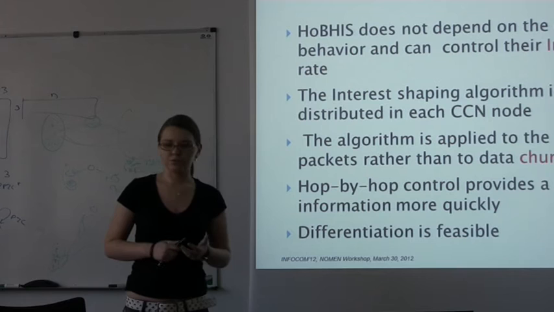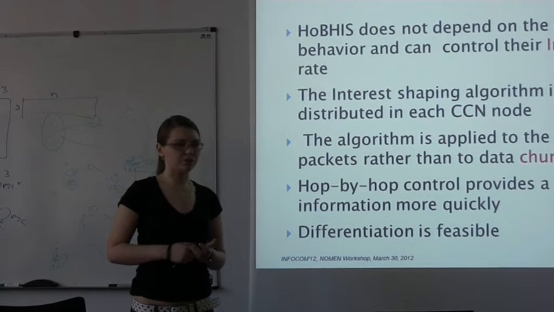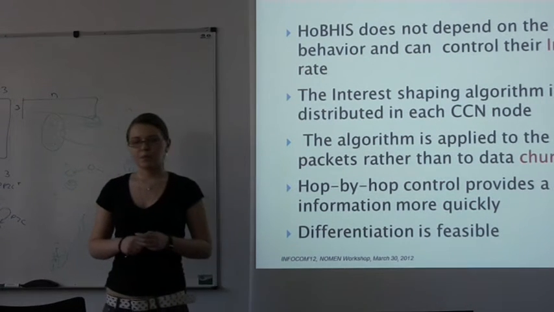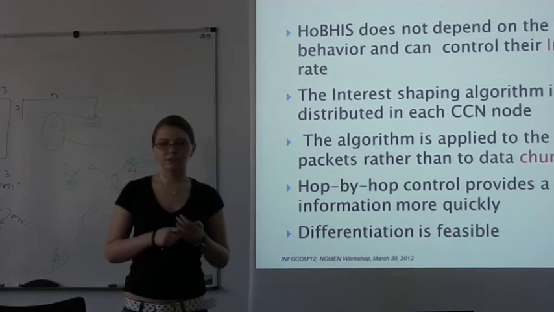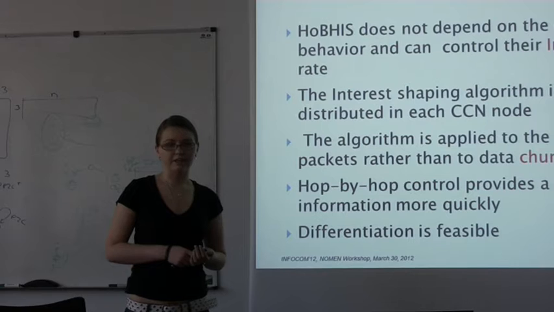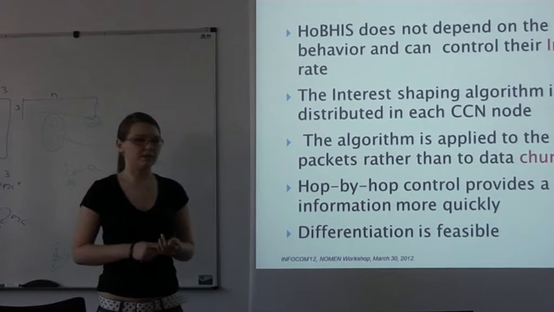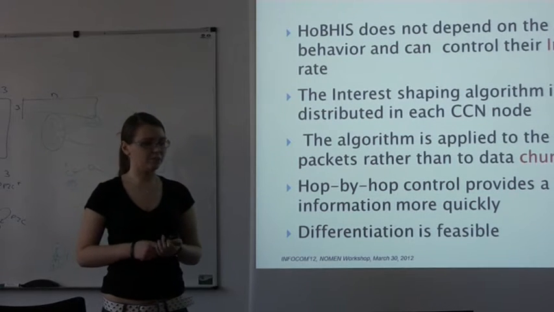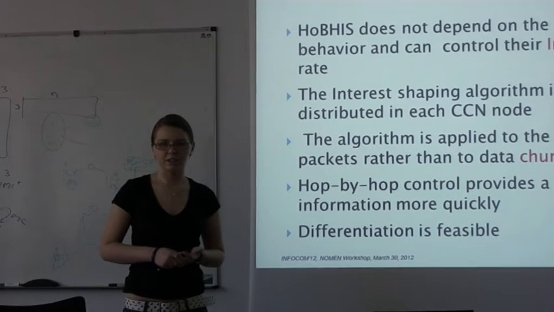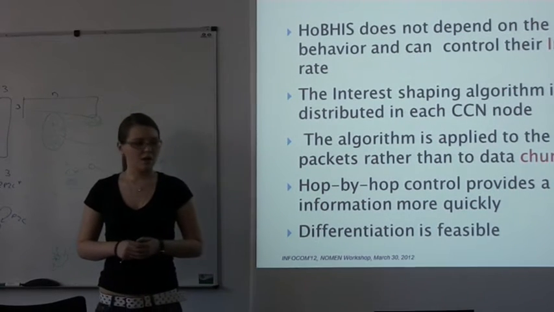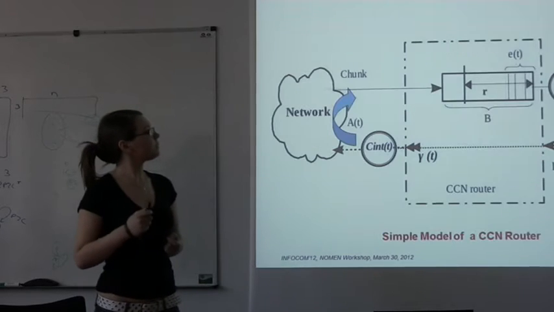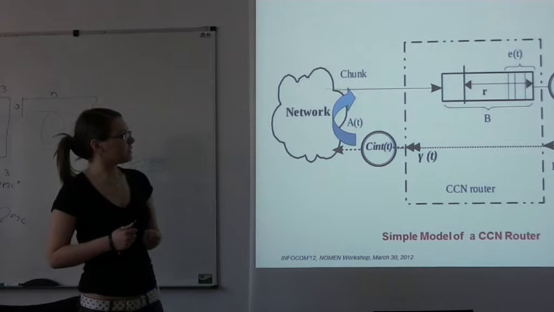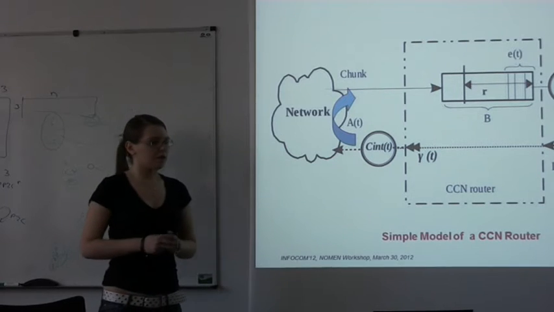Why we have chosen the HoBHIS congestion control scheme is, first, that the data source is not identified, and second, that the HoBHIS scheme provides the feedback information more quickly than the end-to-end scheme. So, for the advantage of our mechanism, now more details about how it works.